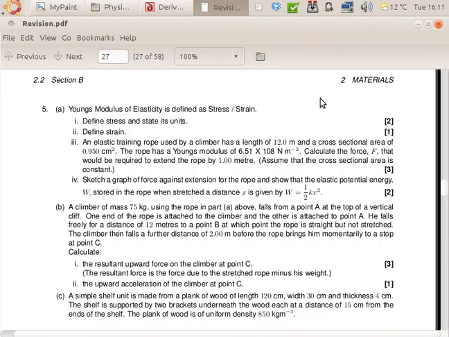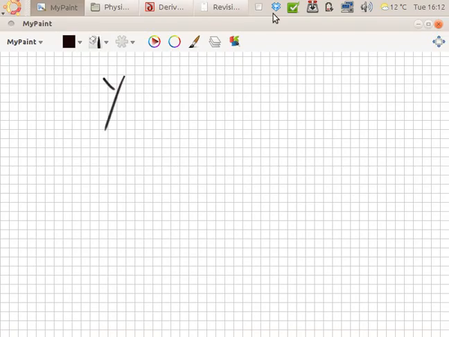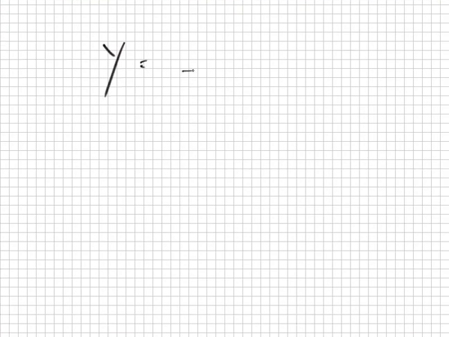You got that? And then Young's modulus is 6.51 times 10 to the 8. And finally, the delta L, the extension, is 1. And he would like you to calculate the force. Okay, so Young's modulus is stress over strain. What's stress? Force over area, and then delta L over L.